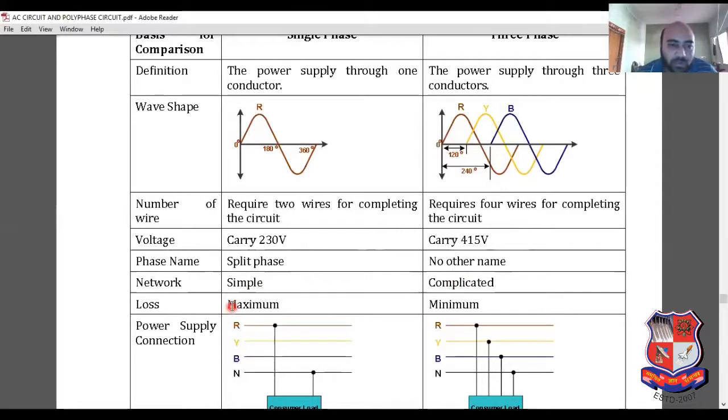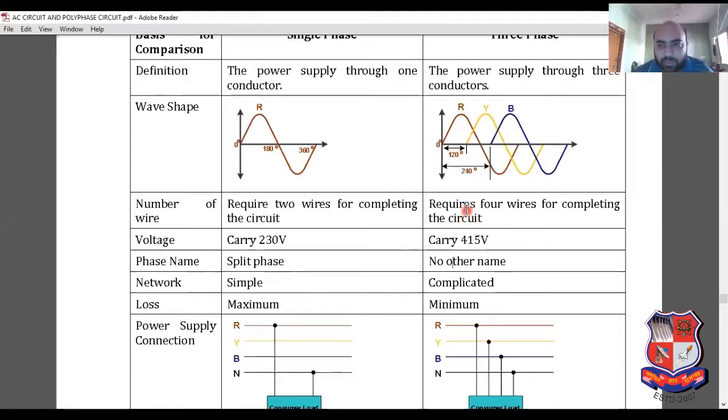The next most important point is regarding the loss. In case of a single phase circuit, the loss is maximum. Why? Because it creates unbalancing in nature. Most of the loads, single phase loads, are unbalanced in nature. Now the question is, what do you mean by unbalanced? So if the value of voltage and current of a load is different, then it creates an unbalanced load.